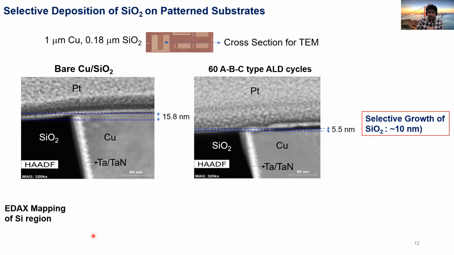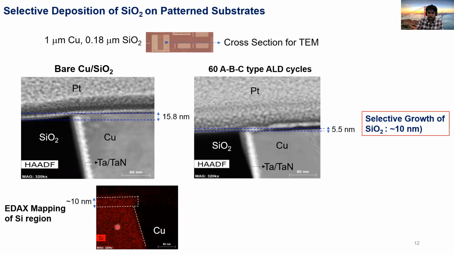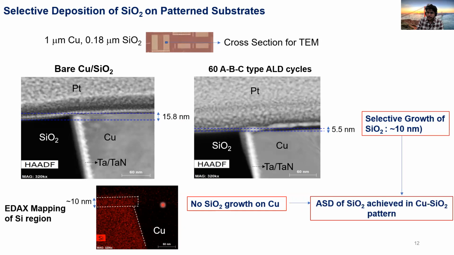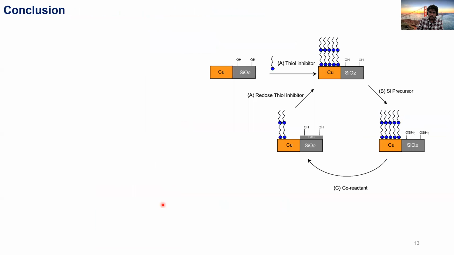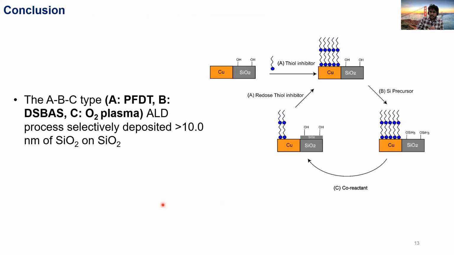We also did an EDAX mapping of the Si region, where we show that there is no Si accumulation on copper. Also, using tantalum nitride as a reference, we indicate a 10 nanometer growth of silicon oxide on silicon oxide. This indicates that there is no silicon oxide growth on copper. Both these results can be combined to say that selective deposition of silicon oxide was achieved in the copper silicon oxide pattern. To conclude, we say that the ABC type ALD process successfully deposited more than 10 nanometers of silicon oxide on silicon oxide, both in blanket as well as patterned samples.